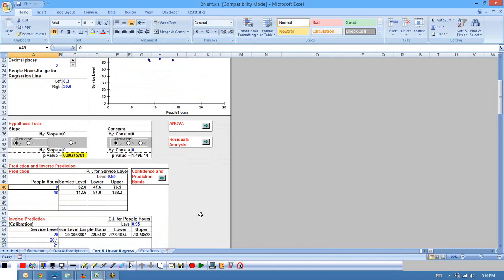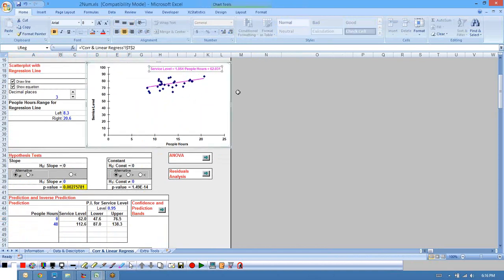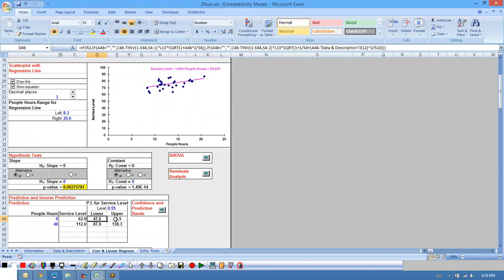Essentially what we're doing is plugging in for x, and then XLSTATS will crunch through this formula that it calculated: service level equals 1.054 times people hours plus 62, and it will give me an answer. It will also give me a bound for what it thinks is the lower bound on that answer and the upper bound on that answer.